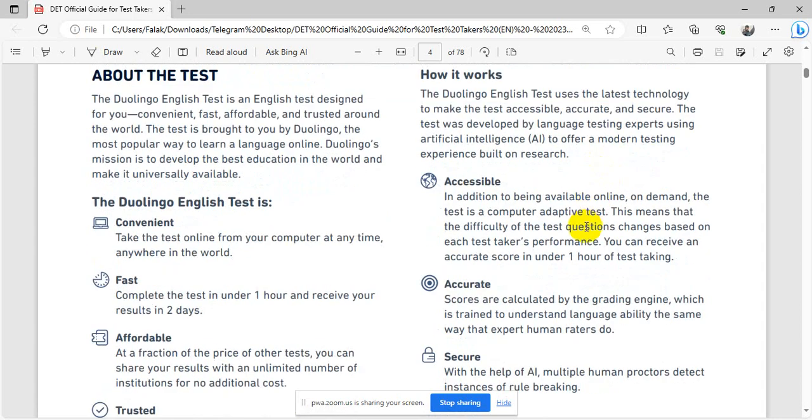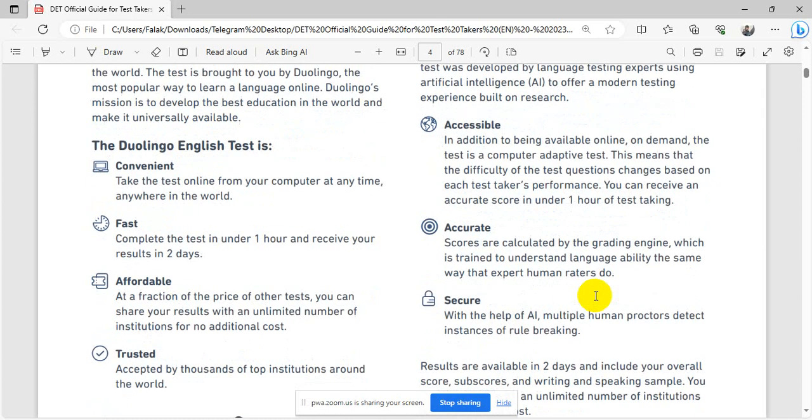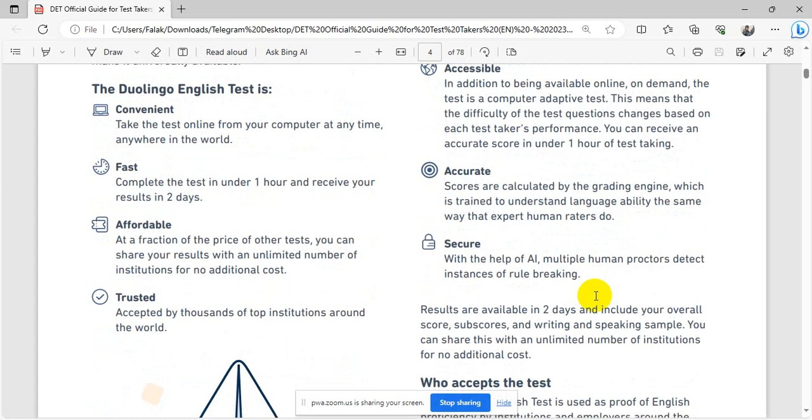Guys, the first thing about Duolingo here is that it's accessible. In addition to being available online on demand, the test is a computer adaptive test. This means that the difficulty of the test questions changes based on each test taker's performance. As I told you, you can receive an accurate score in under 1 hour of test taking. Guys, let me tell you one more thing.